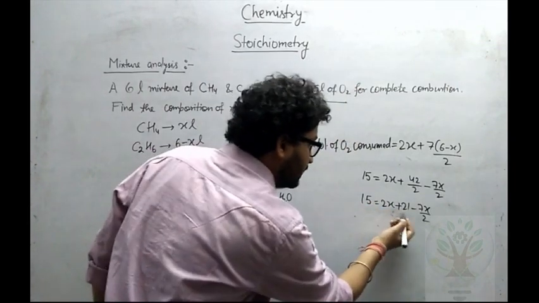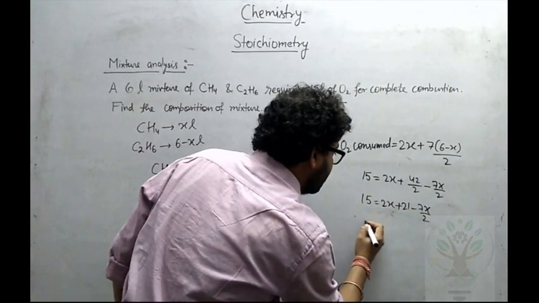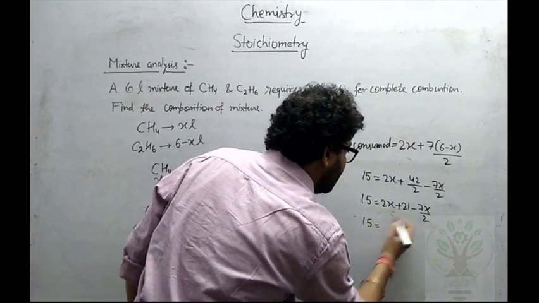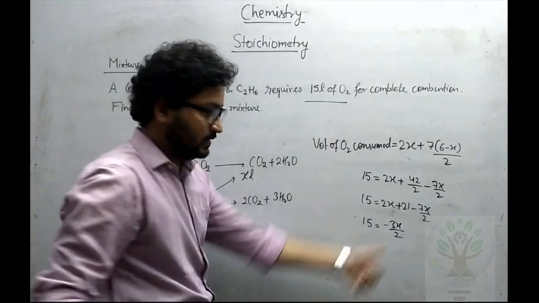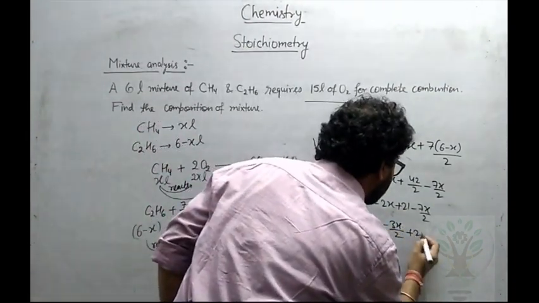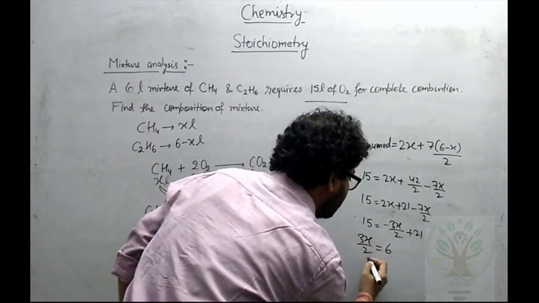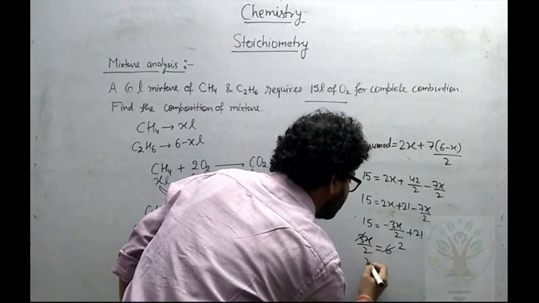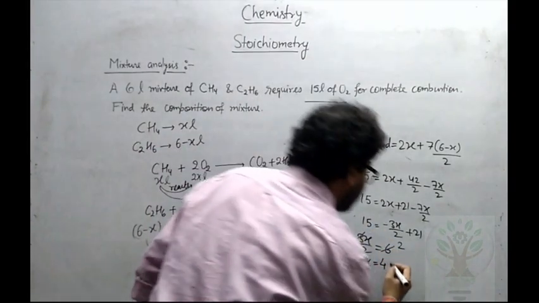Now, 21, I am taking 15 there, 20 here. Okay, fine. So it will be 15 equals minus 3x by 2. 7x by 2 minus 2x will be minus 3x by 2 plus 21. So 3x by 2 will be equal to 6. So x is coming how much? Oh my god, x is coming as 4 liter.